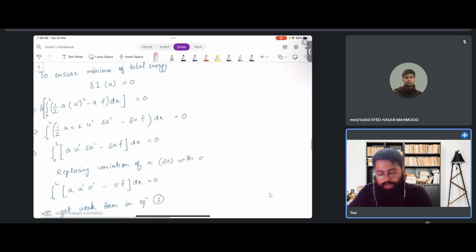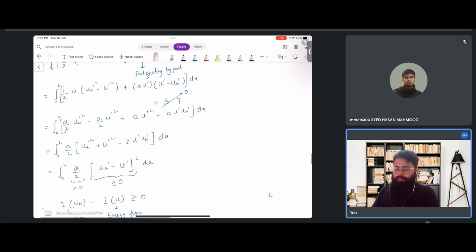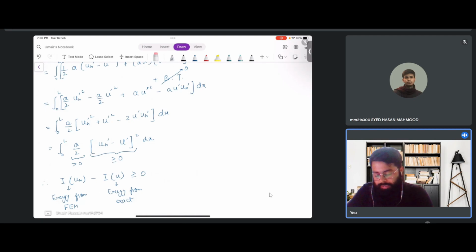we know that I(u) defines the total energy of the system, right? So if we take the I(u) for the FEM solution and take its difference with the analytical solution, I mean the exact solution, we get this quantity here, where this first term is of course positive, and this term is also either greater than 0 or equal to 0. Equality comes in case our solution converges and our FEM solution reaches the exact solution.